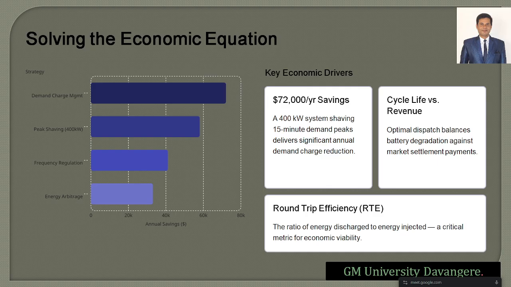So first we can see the strategies. What are the strategies we have? Demand charge management, okay? This is one of the revenue streams. And also we have peak shaving, and also the frequency regulations, and also the energy arbitrage. So these are the strategies we have to understand, and they make more importance in the economic levels.